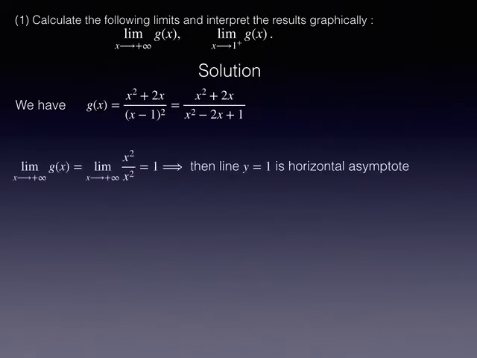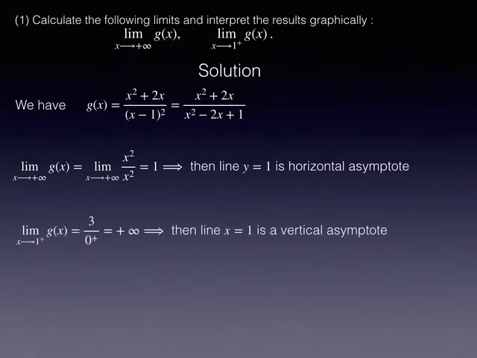So first of all, limit at plus infinity, we take the highest power in the numerator and the highest power in the denominator, which is x squared over x squared. Then simplifying x squared and x squared, we have 1. So limit at plus infinity is 1. Then we can deduce that the line of equation y equals 1 is a horizontal asymptote.